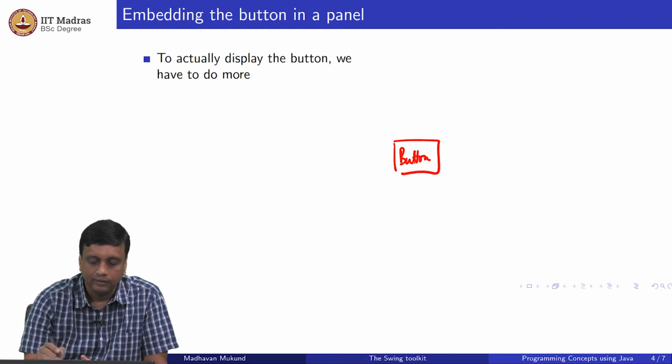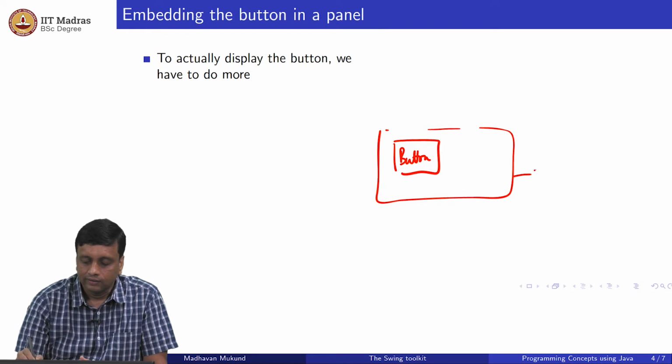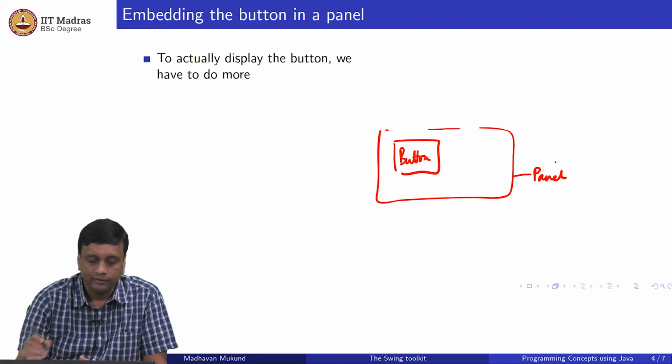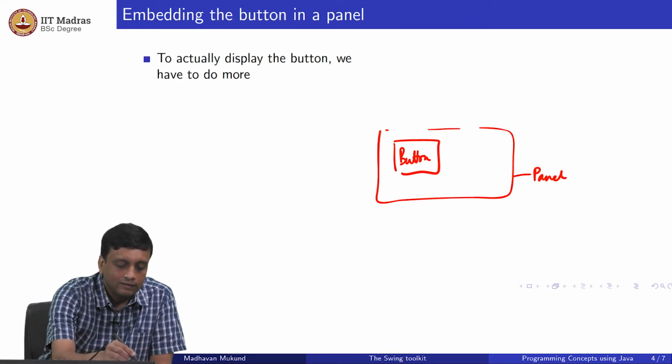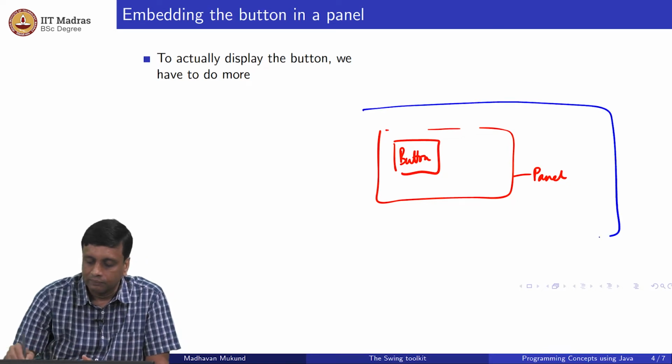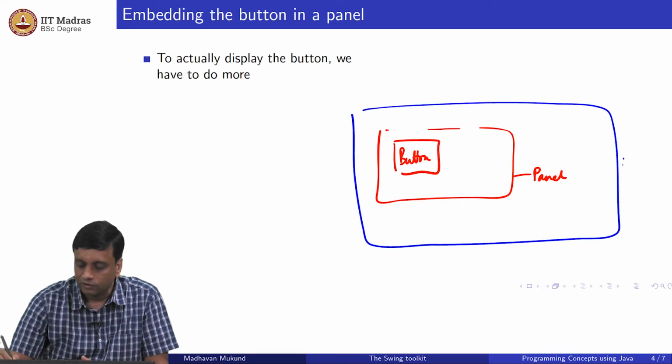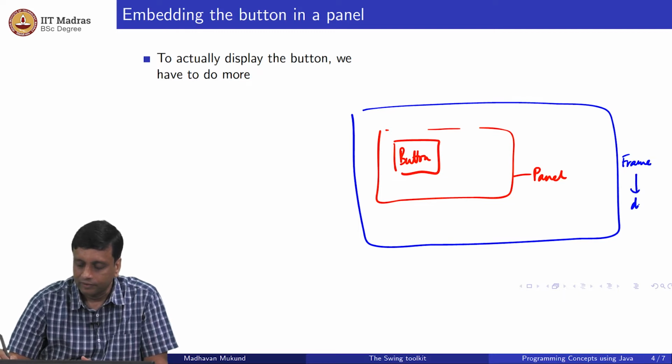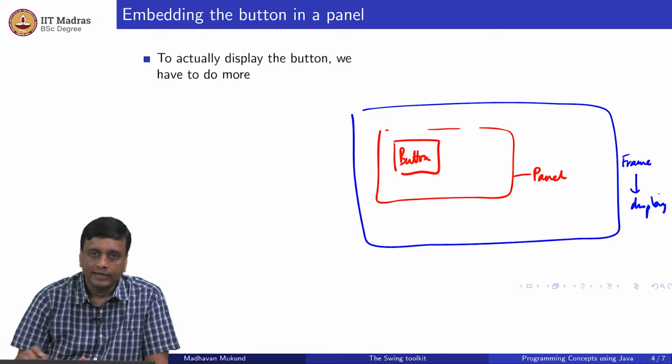So there will be a button. It will sit somewhere, and that somewhere is what Java calls a panel, right? And then this panel will have to go into something bigger, which Java calls a frame, and this can be displayed. So when I display the frame, it will display this panel.